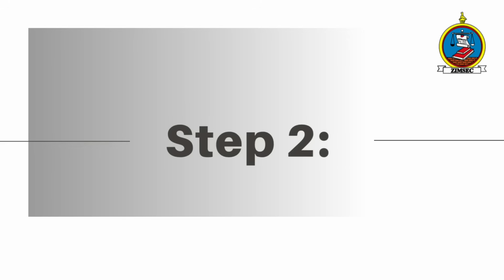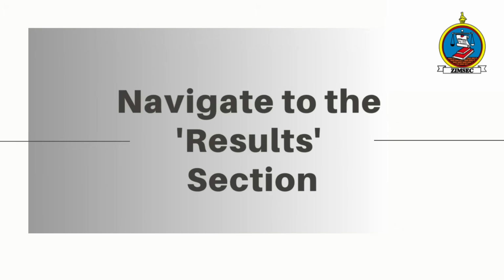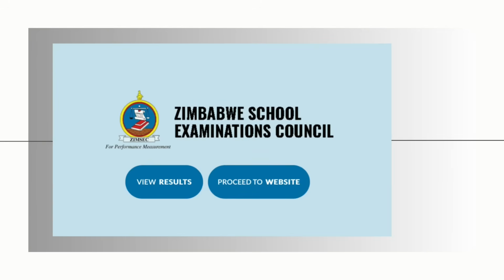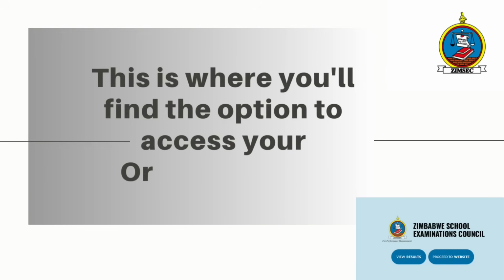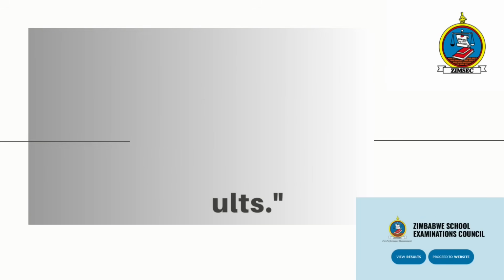Step 2. Navigate to the Results section. Once on the Zimsec website, look for the Results section. This is where you'll find the option to access your ordinary level results.